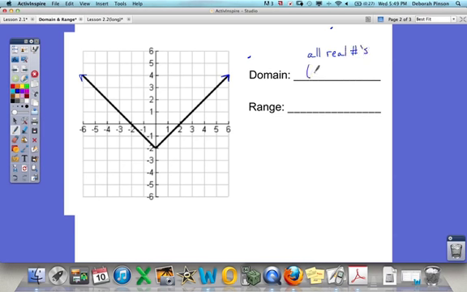Another way sometimes it's phrased, I told you you could do this on the last one, is -infinity to infinity. If you want to write it that way, you can.